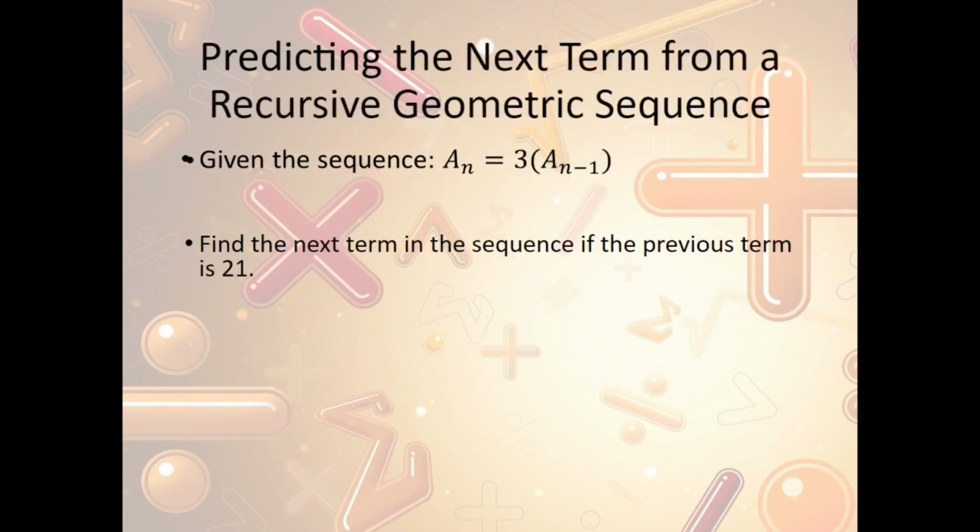So let's look at an example here of working with recursive formulas. So we have a sub n is equal to 3 times a sub n minus 1. And we know that the previous term is 21. So we plug 21 in here. So we get a sub n is equal to 3 times 21. Well, we know that 3 times 21 is 63. So a sub n is equal to 63.